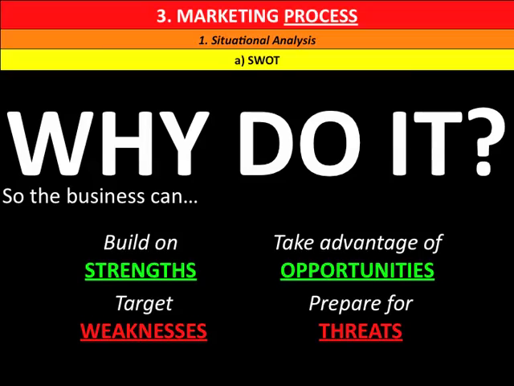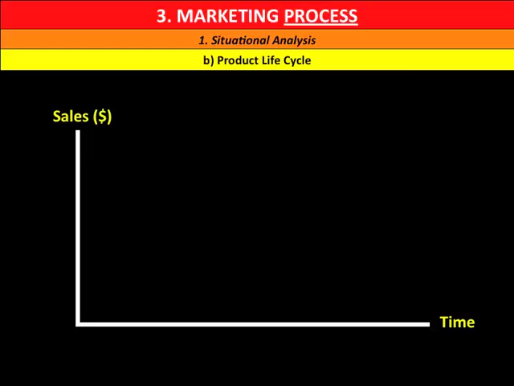The second part of a situational analysis is that product life cycle. So if you just draw a quick graph, you go sales, time, right? So sales on the Y, time on the X. You need to just know that shape, right? That shape is the important thing. You need to know what the things that go underneath it are.